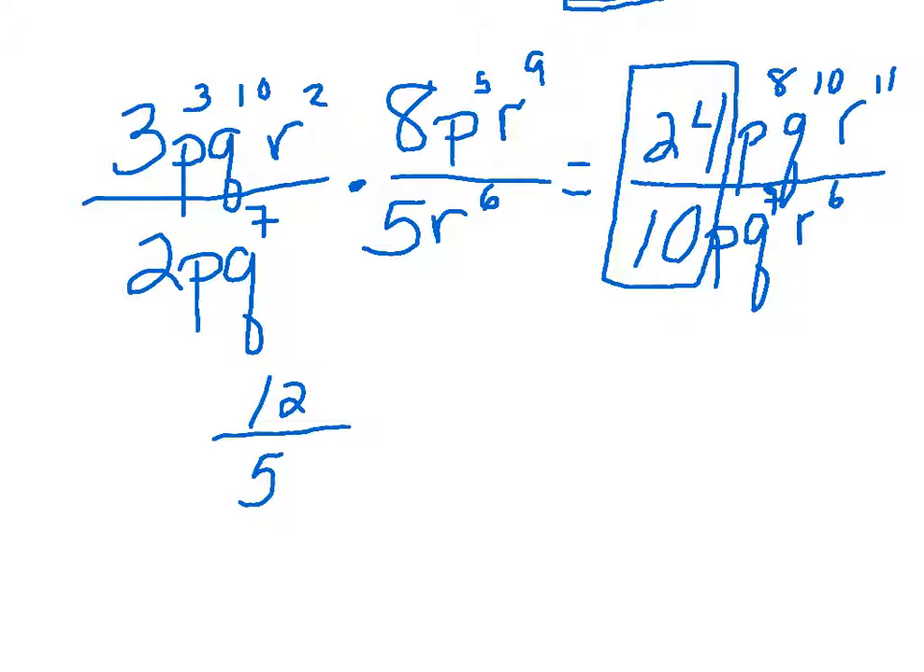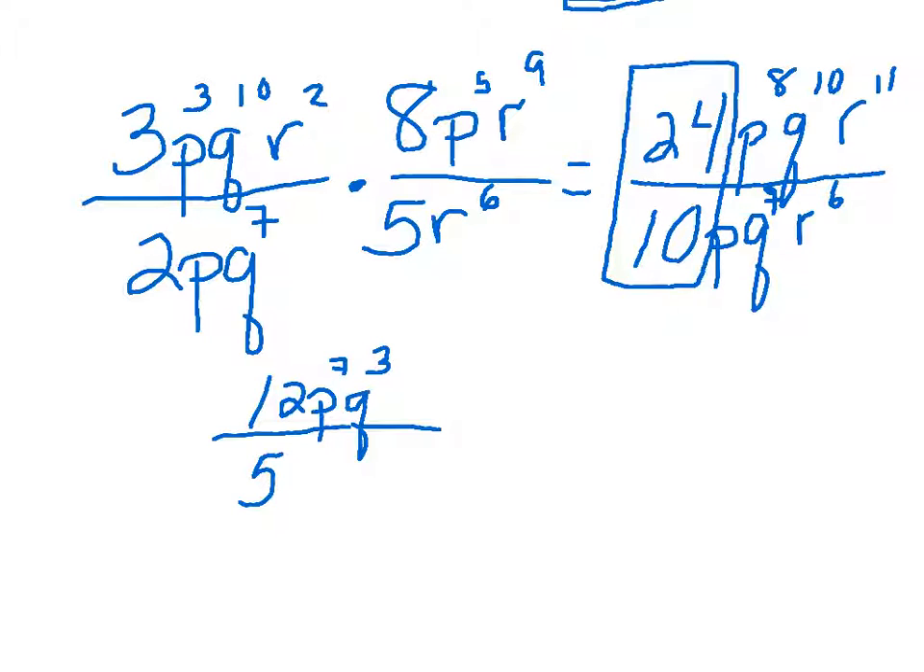Alright, so those are done. Now we look at the p's. We have 1 p on the bottom and 8 of them on the top. If we subtract 8 minus 1, we're going to get 7. And the 7 that are left over are going to go in the top, because that's where most of the p's came from. When we look at our q's, we have q to the 10th on the top, q to the 7th in the bottom. So 10 minus 7 leaves us with 3 q's, and they're going to also be in the top.